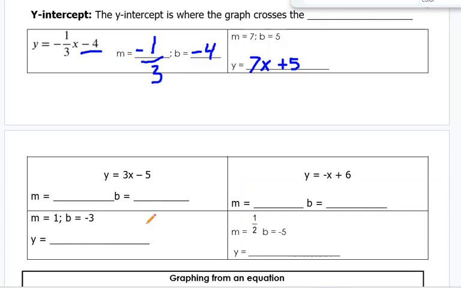Go ahead and pause the video and try these 4 down here on your own, doing exactly what we just did here. Unpause it when you're done to check your work.